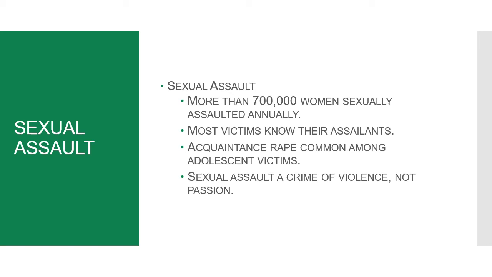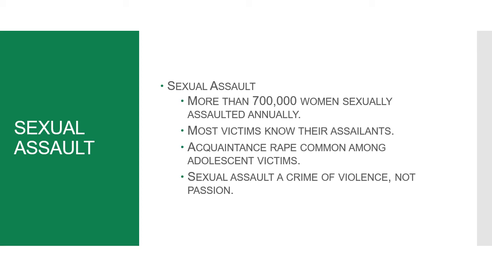So let's talk about sexual assault for a few minutes. Almost just shy of 1 million women are sexually assaulted annually and report it, so it's probably a much larger number. Most victims know their assailants, and acquaintance rape is common among adolescent victims. Sexual assault is motivated by aggression and the need to control, humiliate, or inflict pain. It is a crime of violence, not a crime of passion. The perpetrator usually has poor impulse control, immaturity, and a need to achieve sexual satisfaction within the context of violence.